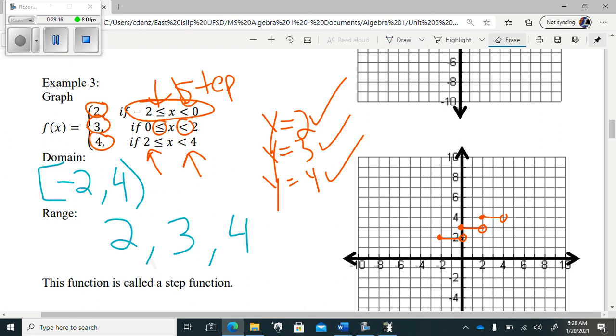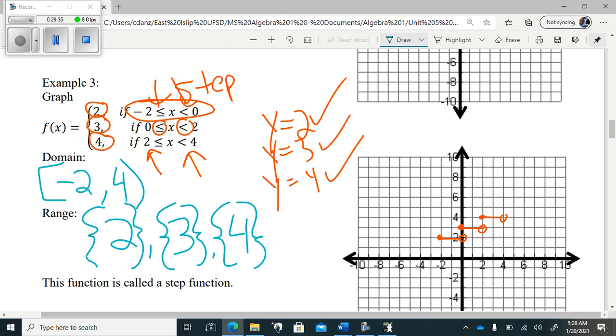So the way I'm going to write this is at 3 different places using squiggly brackets. Remember, these brackets represent set notation. So it exists at 2. It exists at 3. And it exists at 4. So sometimes your domain or range is not continuous. It just exists at distinct places.